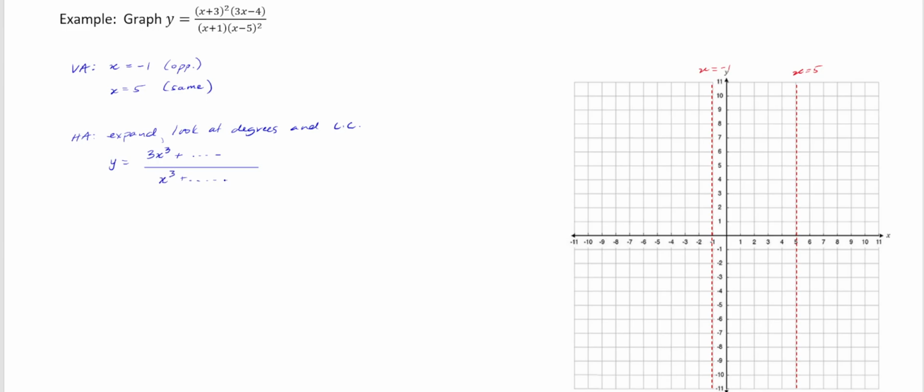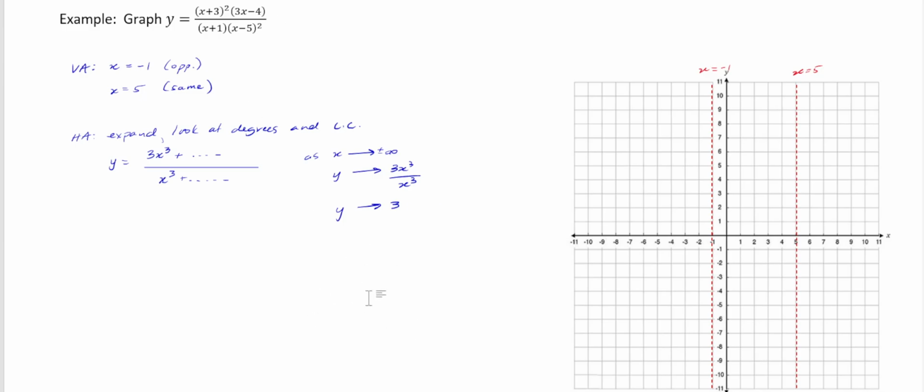And then there's going to be a bunch of other terms, right? The reason why I'm doing this is because as x goes towards infinity, these other terms kind of become irrelevant, right? Because I'm looking at my end behavior. And so I'll write that as x goes to plus or minus infinity, then my y is effectively going towards 3x cubed all over x cubed, right? And so effectively I end up with just 3.